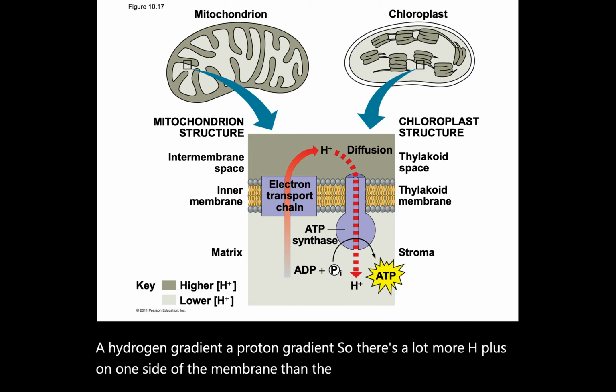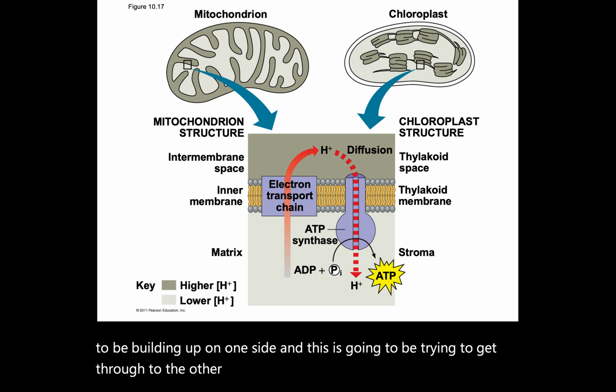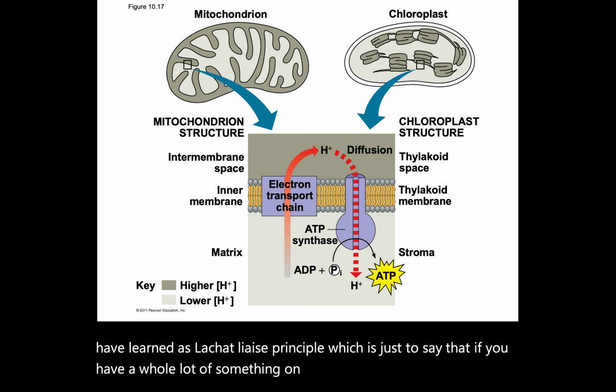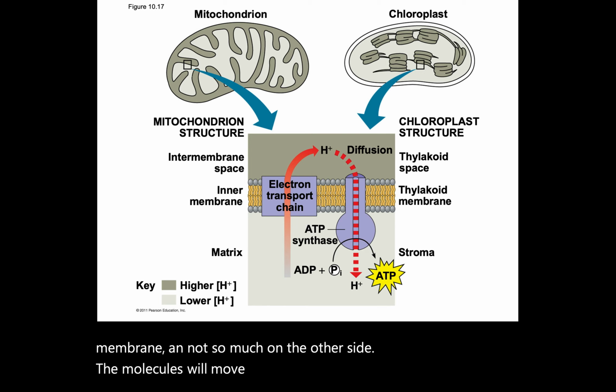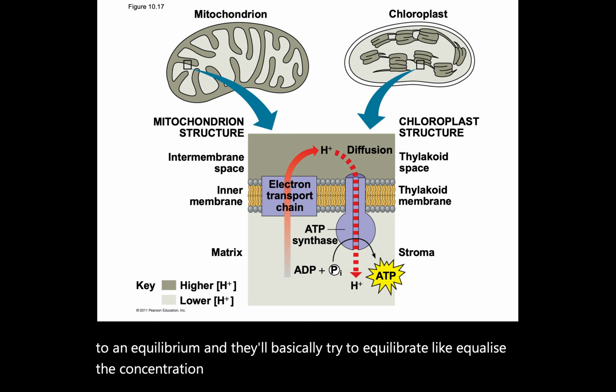And this H+ is going to be building up on one side, and it's going to be trying to get through to the other side because of a thing you might have learned as Le Chatelier's principle, which is just to say that if you have a whole lot of something on one side of a semi-permeable membrane and not so much on the other side, the molecules will move and rearrange themselves until they come to an equilibrium. They'll basically try to equilibrate, like equalize, the concentration of ion on both sides.